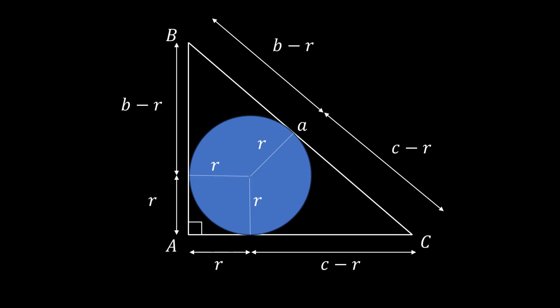In this figure, we explicitly translate the geometry into algebraic relationships. Alongside the segment AB, the segment from point A to the point where the circle touches the side measures r, and the remaining portion from the point of tangency to point B measures b minus r. Similarly, alongside the segment AC, the segment from point A to the point of tangency measures r, while the remaining part from the point of tangency to point C measures c minus r. Finally, on the segment BC, the segment from point B to the point of tangency measures b minus r, and from the point of tangency to point C measures c minus r.